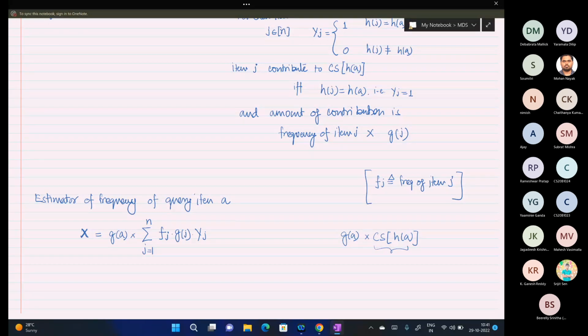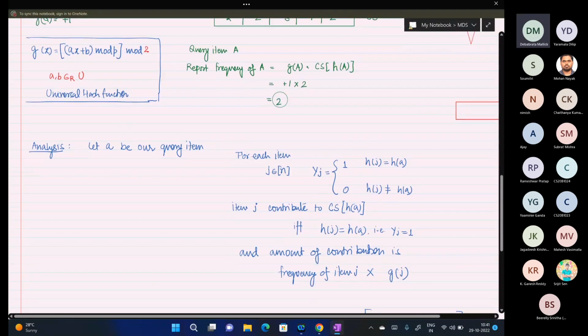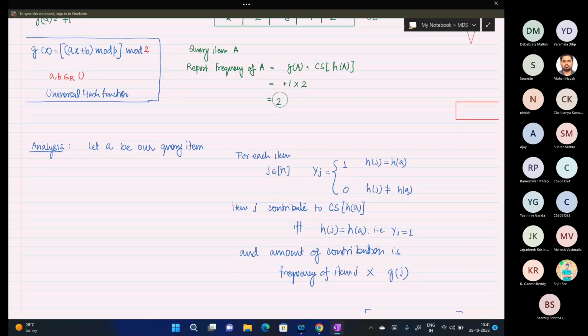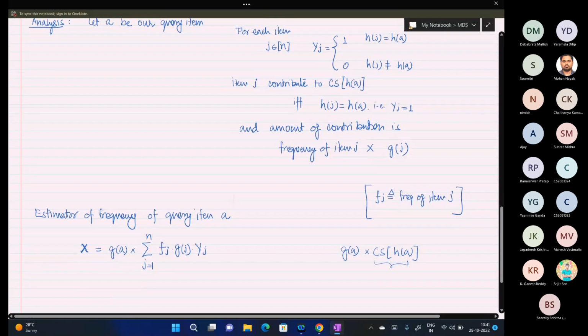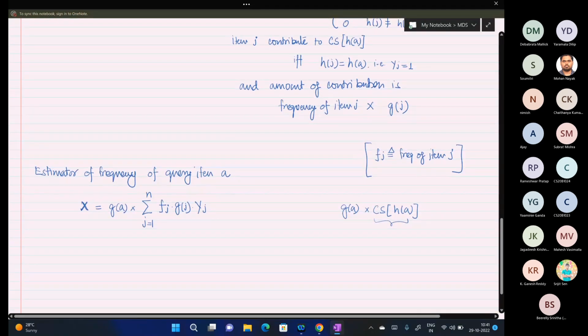Right? So let me repeat it again. Our estimated frequency is basically the sign of that query item, the G value of that query item, times what we get when we probe the cell in which item A has been mapped, fetch out the entry, and multiply it by G of A. So this is something similar to what we want to do. This is G of A, so we'll multiply by G of A anyway.